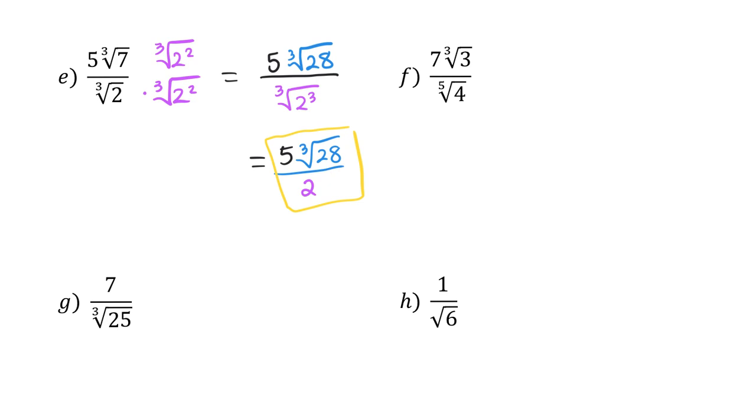Okay, let's look at the next one. 7 times the third root of 3 over the fifth root of 4. Well, those have to match. Let's make this a 5. Okay, for F, let's consider the denominator. Can we rewrite 4 as a power? We can, right? So let's make this 7 times the fifth root of 3. For the fifth root of 4, let's make that 2 squared. If it's 2 squared, how many more factors of 2 do we need? 3 more. So that's going to be times the fifth root of 2 to the third.